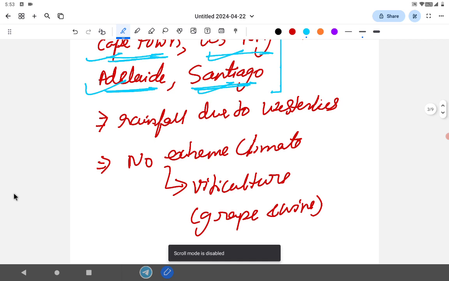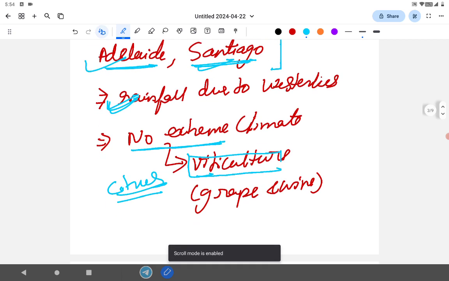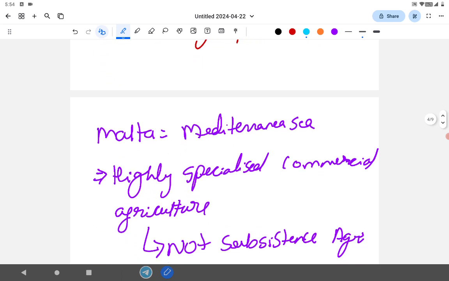In the Mediterranean region, the rainfall is mainly because of the westerlies. And the Mediterranean region has a very mild wet season, mild rains. So there is no extreme climate. That is the reason they grow grapes, and it is a place for viticulture. And mostly citrus fruits are grown here in the Mediterranean region. Let's go to the next.